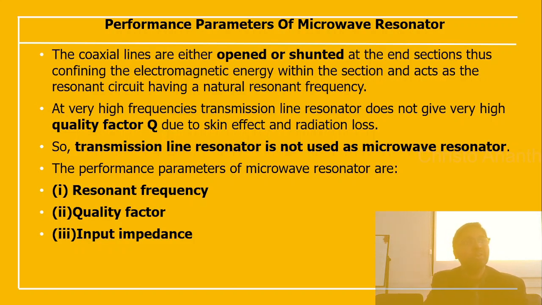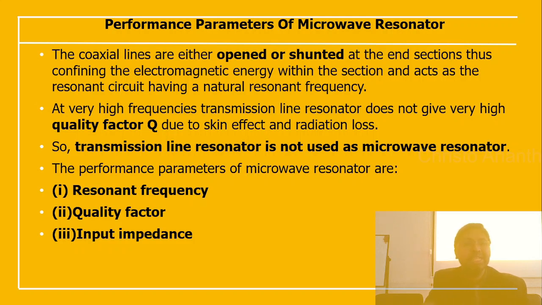Shunted means it will be parallel. So open or shunted at the end section. That will confine the electromagnetic energy within the section, and it will behave as a resonant circuit having a natural resonant frequency. At high frequencies, the transmission line resonator does not give a very high Q factor, quality factor, due to the skin effect and radiation loss. So the transmission line resonator is not used as the microwave resonator.